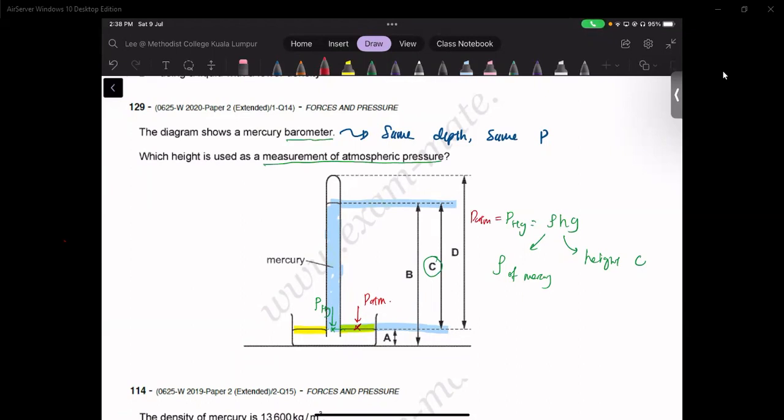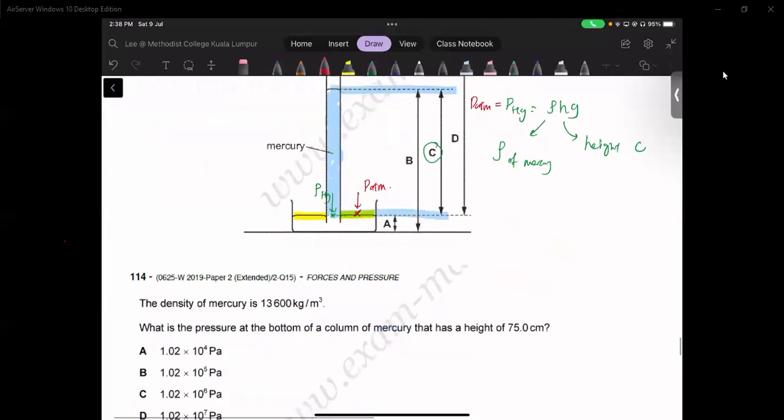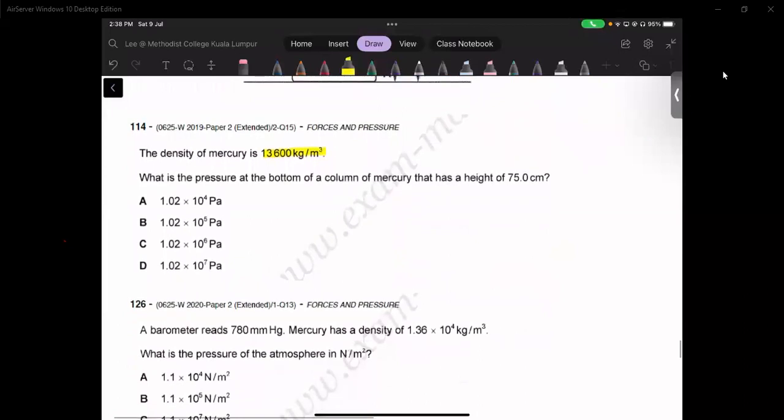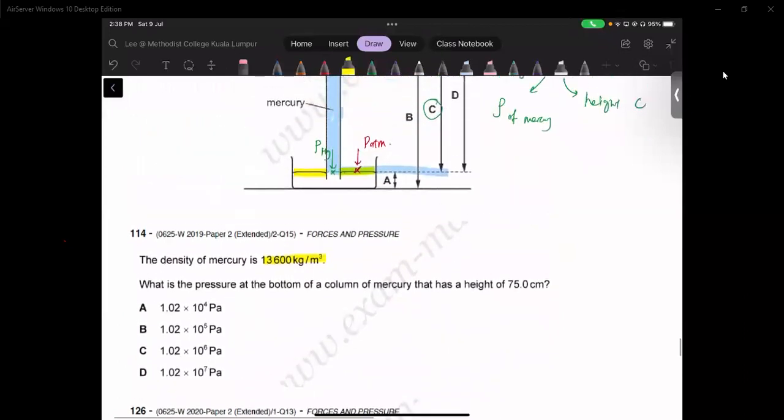Okay. All right, next. We're given the density of mercury. What is the pressure at the bottom of a column of mercury at a height of 75 cm? So this question is actually identical to the one on top, which is your atmospheric pressure. So if you know your atmospheric pressure, the answer is B. If you don't know, then you calculate.